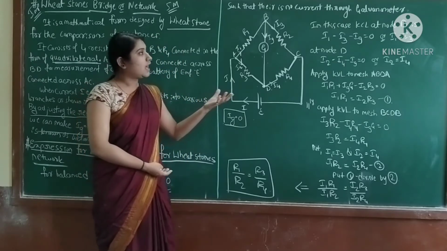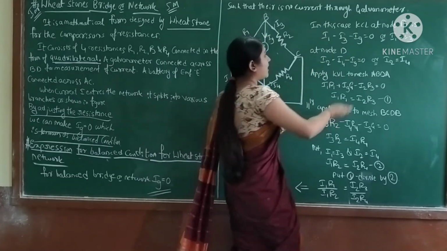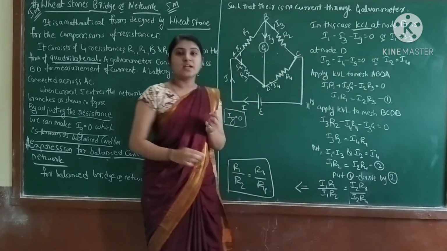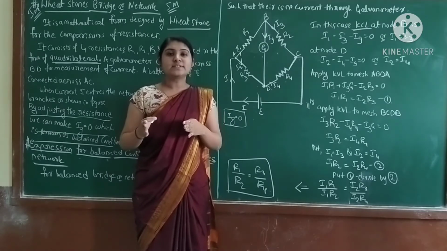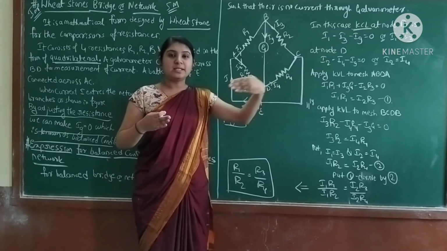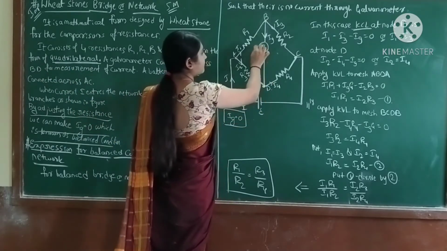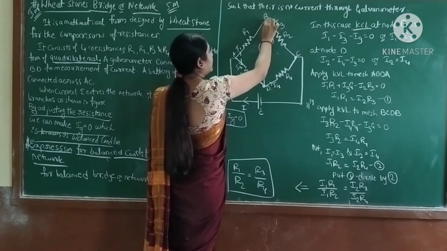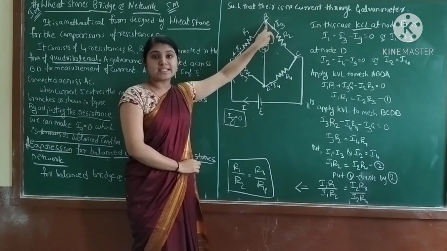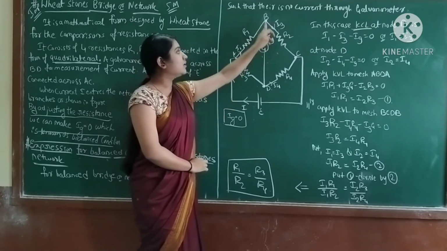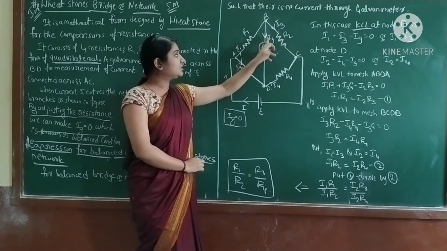Correct? So now we apply KCL at the node B. We are going to apply the KCL law. KCL means Kirchhoff's current law. What does it say? Incoming currents equal the outgoing currents. Understood? So now apply it here at the node B. How many currents are present here? One is current I1, one is current I3, and one more current is IG. See, these three currents will meet at this point.